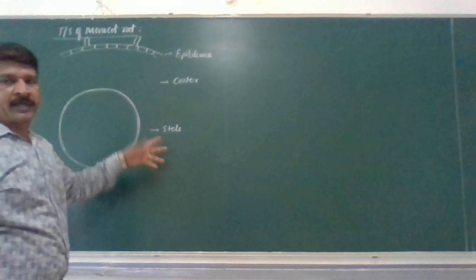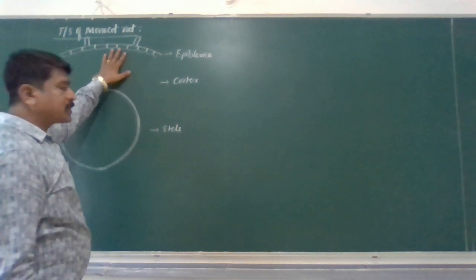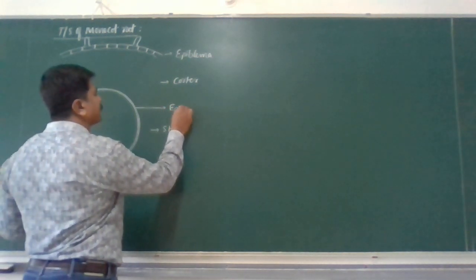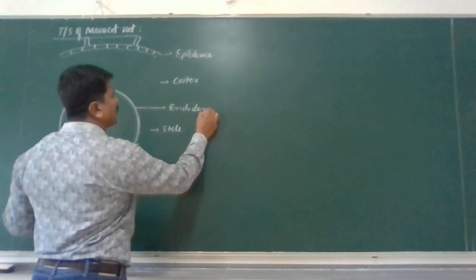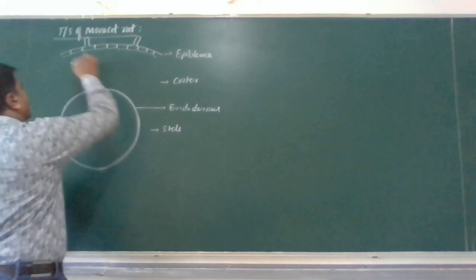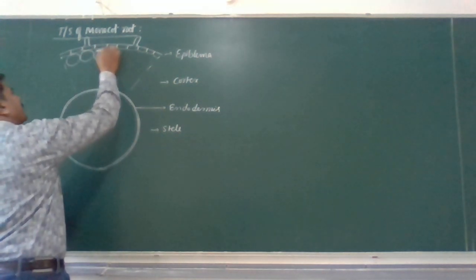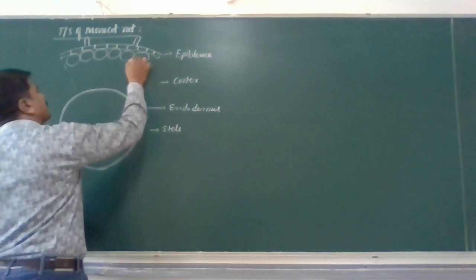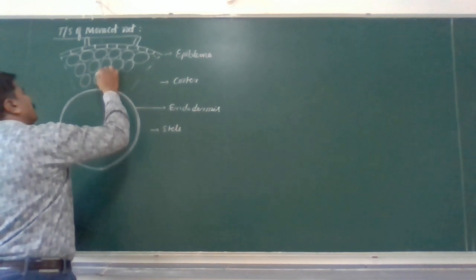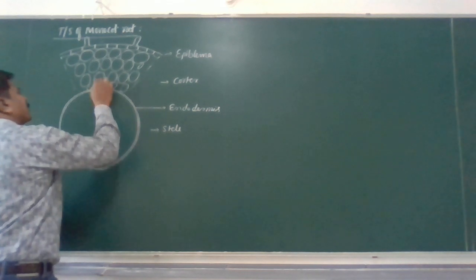Then the cortex definition will be the same. The tissue which lies below the epiblemma and extends up to the endodermis is called cortex. Here also it is made up of several layers of loosely arranged thin-walled parenchyma cells meant for the storage of food materials.